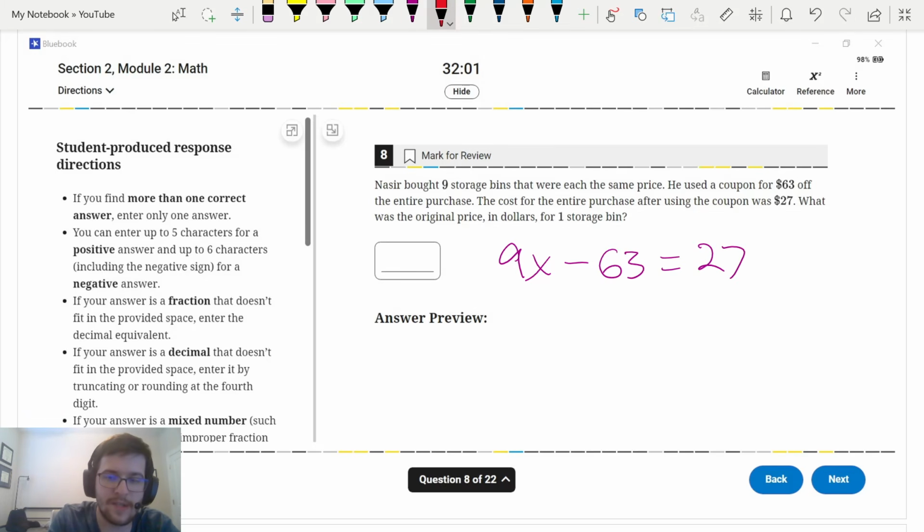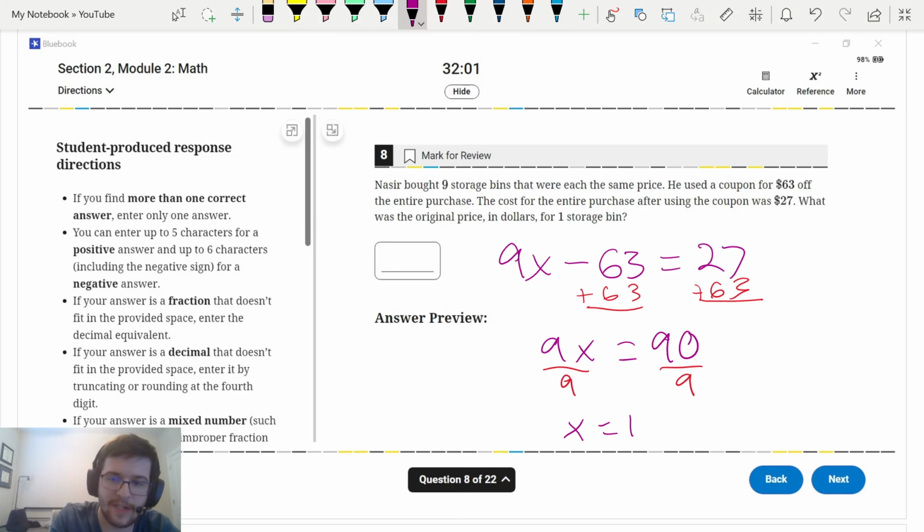Now to solve this, we have to get the X by itself. Always move the farthest thing first. So we're going to move the 63 first because it's farther away than the 9. Okay, so we add 63. And we get 9x equals 27 plus 63, which is 90. Now we're going to divide both sides by 9 to move the 9. And we get x equals 10. And that's the answer, 10.